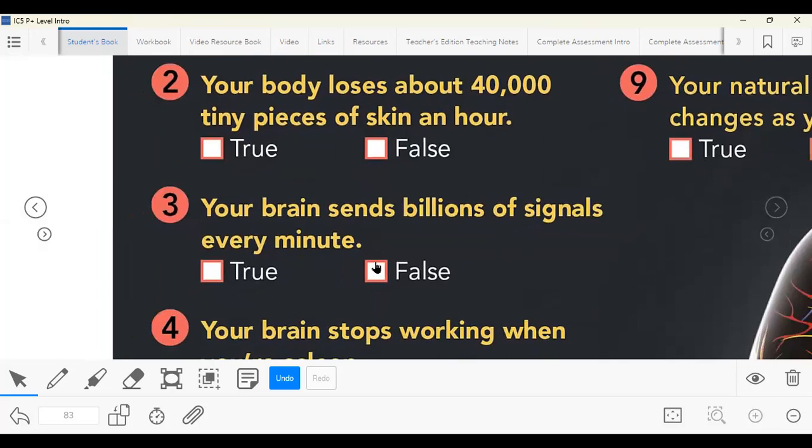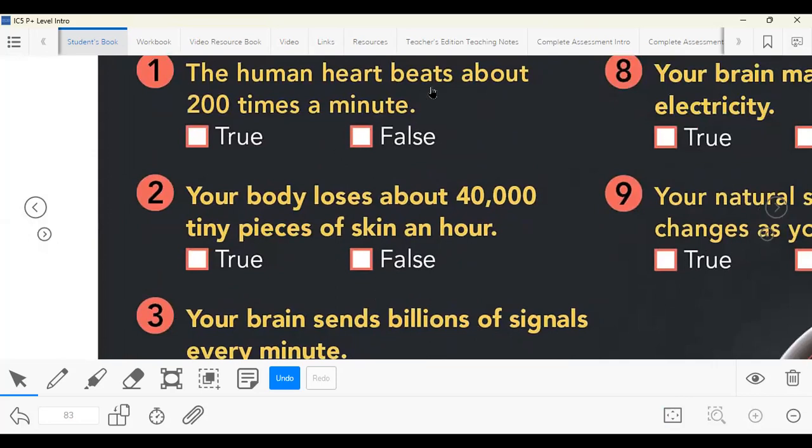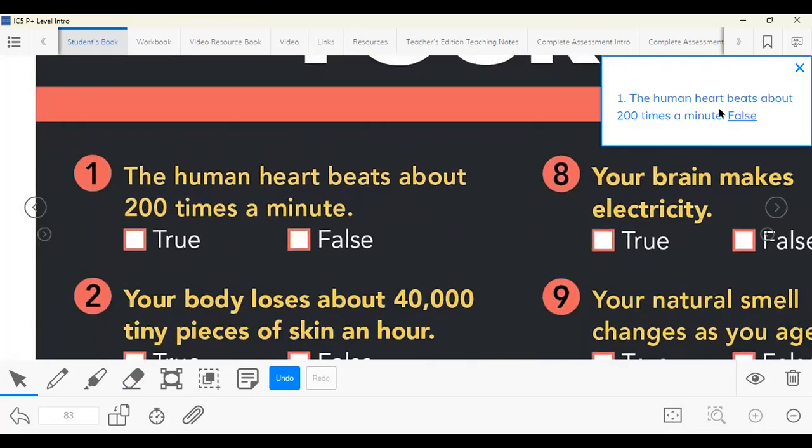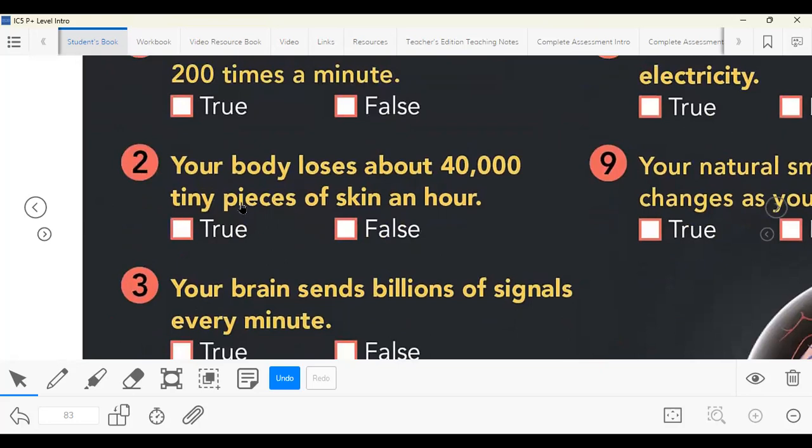Okay, I don't know if you have your books around, guys, but well, here. The human heart beats about 2,000 times a minute. Okay, very good. Good pronunciation. False. Because 2,000 times is a heart attack. Okay, so you think it's false? Let's see the answer. It's false. You're not an accountant, you're a doctor. Okay. Number 2.